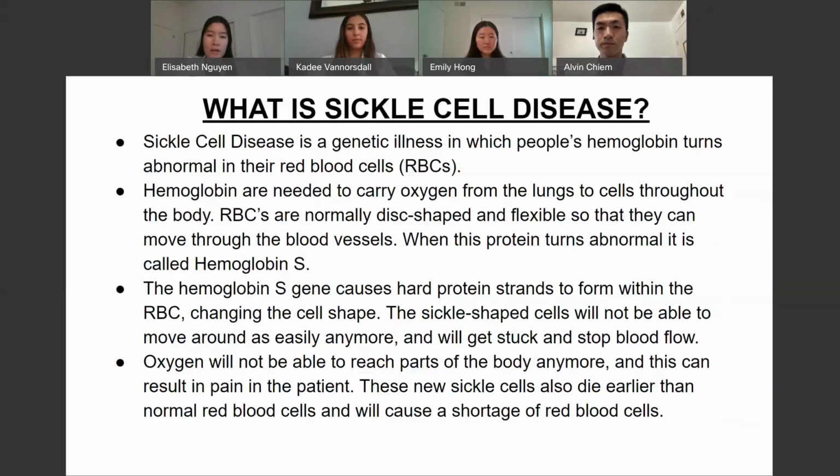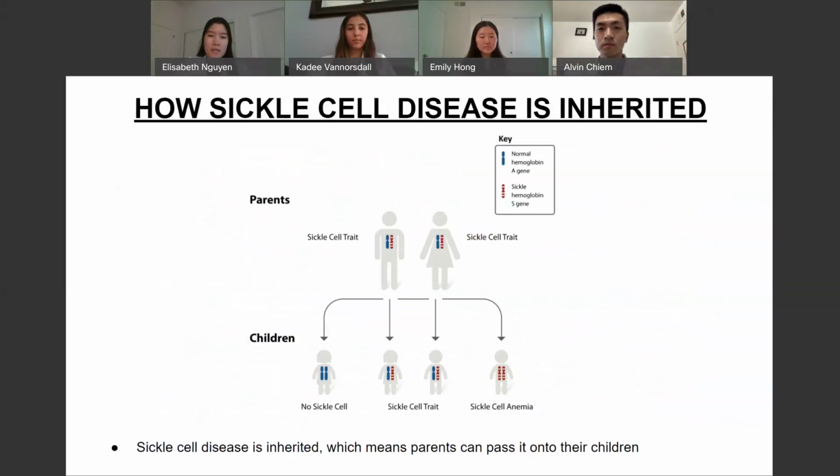Now next, I'll be going over how a person can get sickle cell disease, which can be demonstrated with this picture. So here you can see that sickle cell disease is inherited, which means parents can pass it on to their children. To have sickle cell disease, a child will need to inherit the hemoglobin S gene from both parents, which you can see happening to the child on the right.